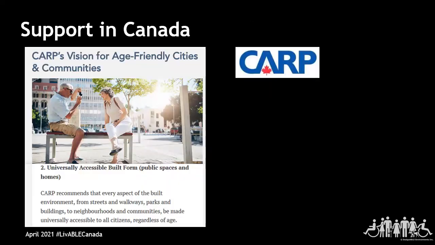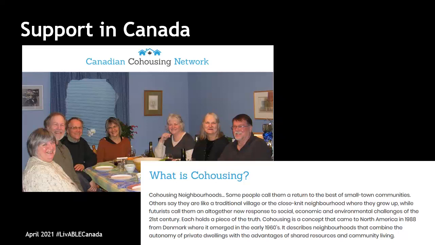So who supports having accessible housing, age-in-place housing, visitable, adaptable, all these words you hear? Well, CARP has a vision for both accessible or age-friendly cities and communities. So thinking about age in place and our aging populations. We also see the Canadian Housing Network supporting co-housing, and that co-housing should be age in place friendly to allow people some greater dignity and not to be so lonely as living in your own home might be, particularly if you're a widower.